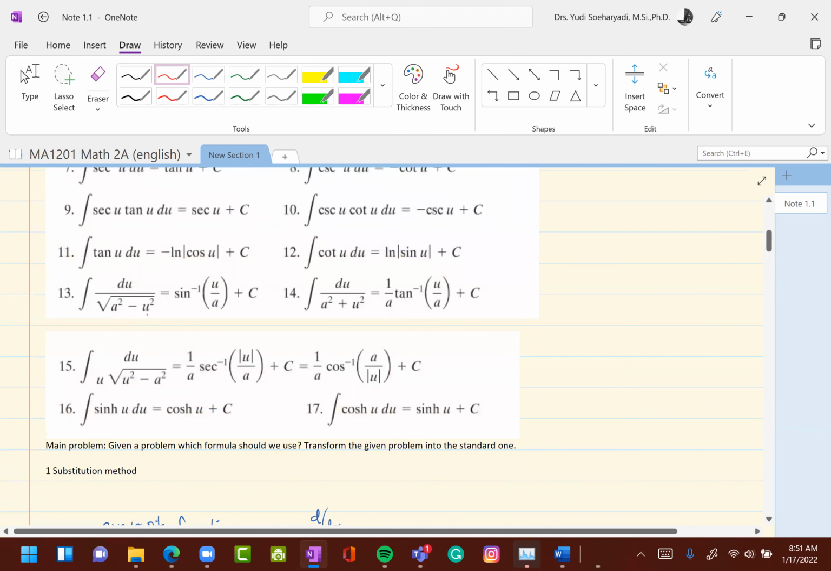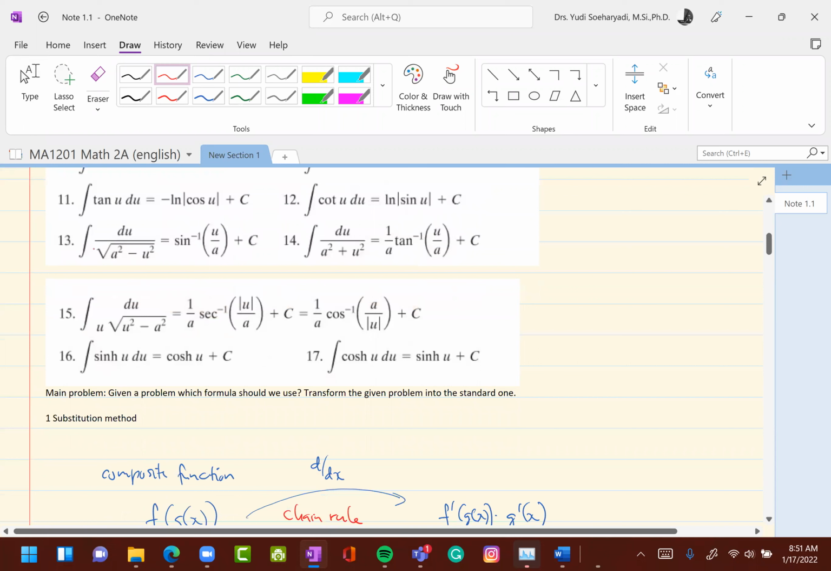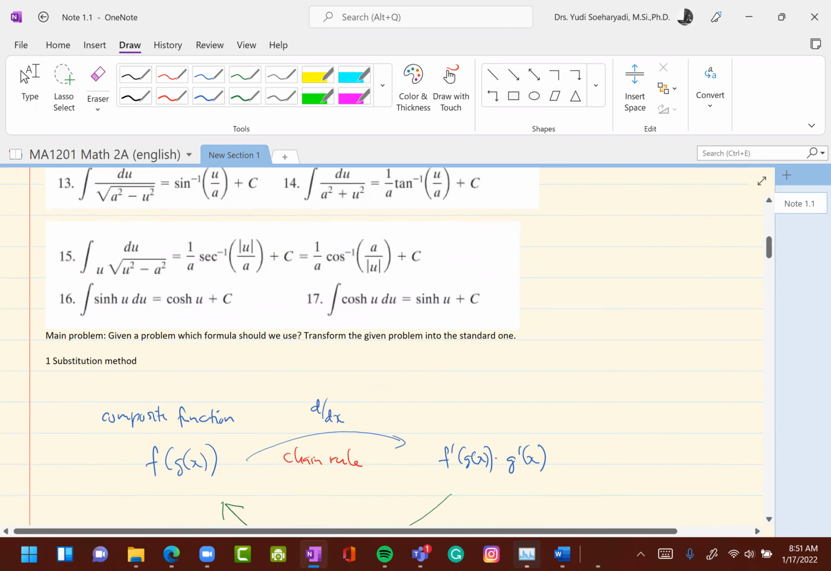This one is still the same because you're actually trying to express this a squared minus u squared as whatever the problem gives you. The difference is that this is inside the square root, but it doesn't change anything in terms of simplification. They're different only here: you have inverse sine here, and without the square root, you have inverse tangent.